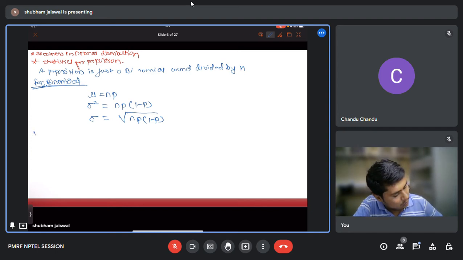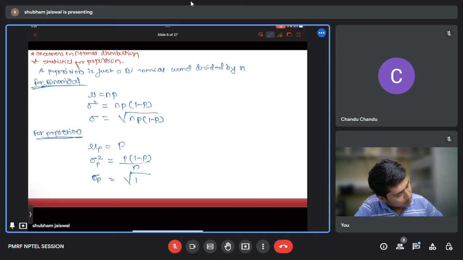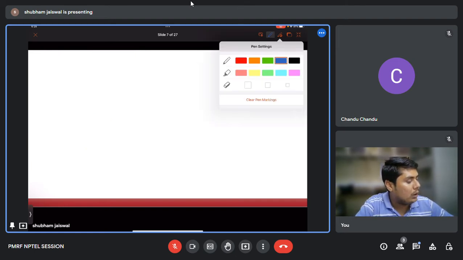So for proportion, mu of proportion is p. Variance of proportion is p(1 minus p) by n, and standard deviation of proportion is the square root of p(1 minus p) by n. So after this, we have seen the chi-square.